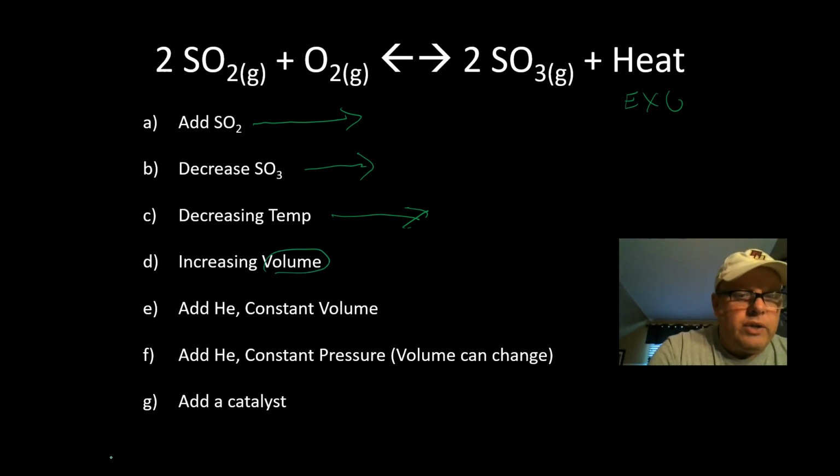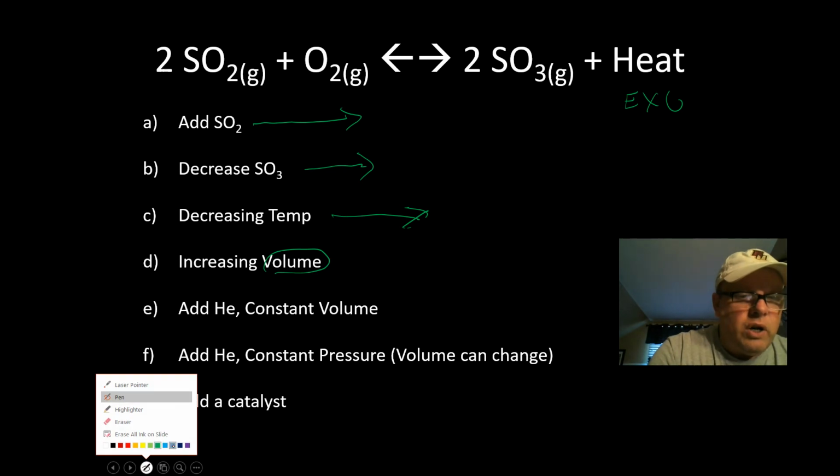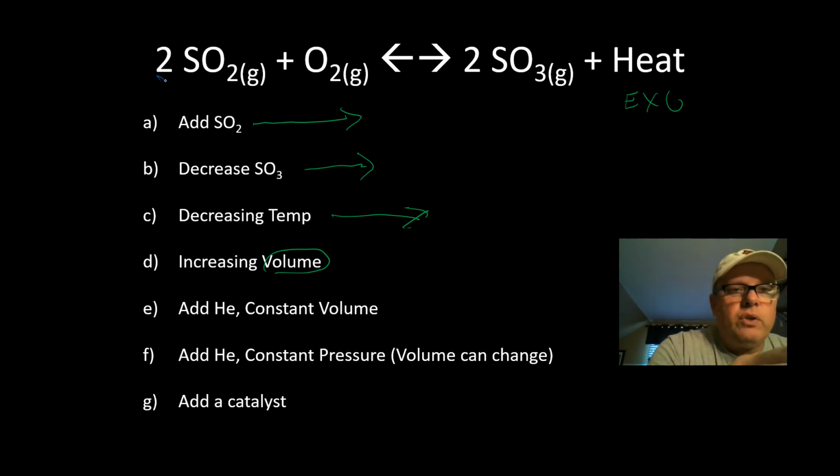Take a look at the reaction here, and let's think about increasing the volume. Which side has more gas on it? Here I've got 2 and 1 more makes 3 gas on this side. I've only got 2 on this side. So if we increase the volume, it's going to want to keep the pressure constant. And so increasing the volume is going to favor the side with more gas on it.